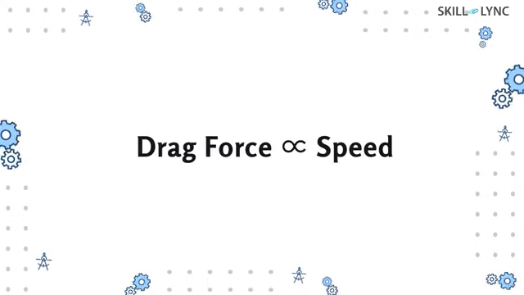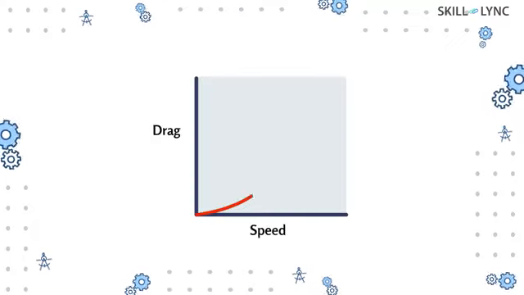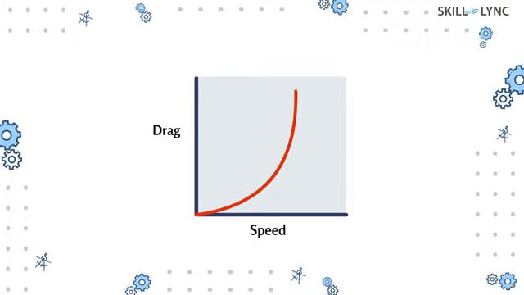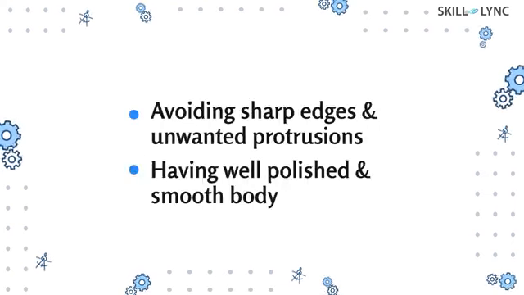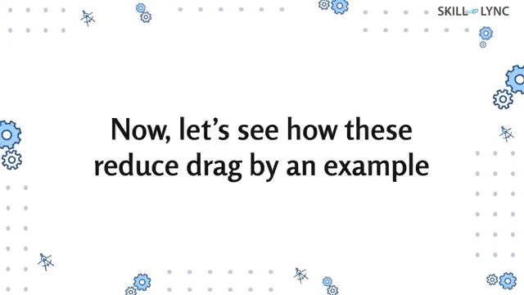From this, we can infer that the area, density, and drag coefficient being constants for a particular shape and condition, the drag force of a vehicle varies with its speed. At slow speeds, the drag will be lesser and it increases exponentially when the speed increases. Therefore, for achieving high speeds, the profile of the vehicle should be designed in such a way so that the drag can be reduced. This can be done by avoiding sharp edges, unwanted protrusions, and having the body well polished and more smooth. Now, let's see how these reduce drag by an example.